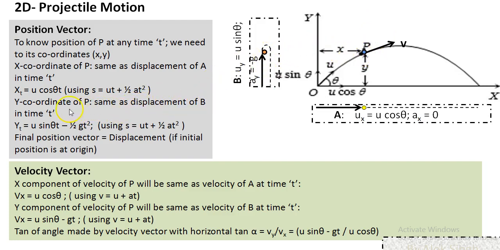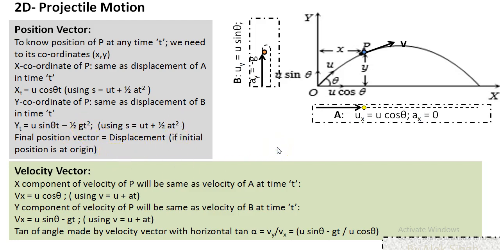Similarly, y coordinate of P will be equal to displacement of B in time t. So y coordinate of P at time t will be equal to displacement of B at time t. How do you find displacement? Again, in similar manner, displacement we can find using our formula s is equal to ut plus 1 by 2 at square. So this time we will substitute values for particle B along y-axis. So in this case, y will come equal to u sin theta t minus 1 by 2 gt square. Y minus expression is negative.